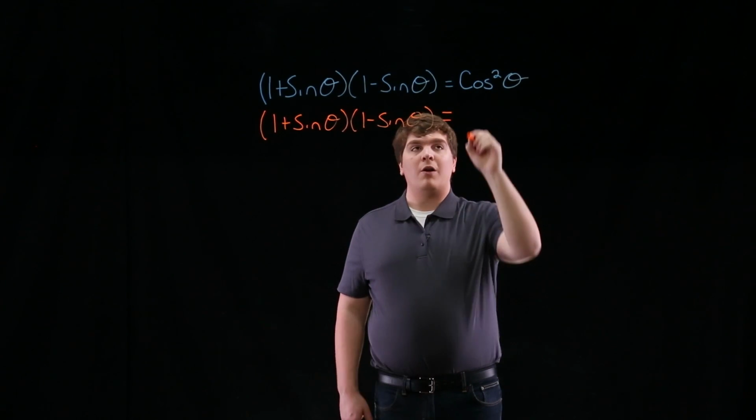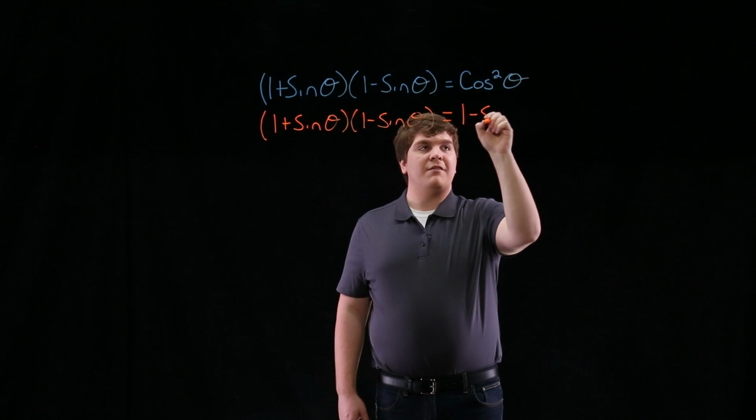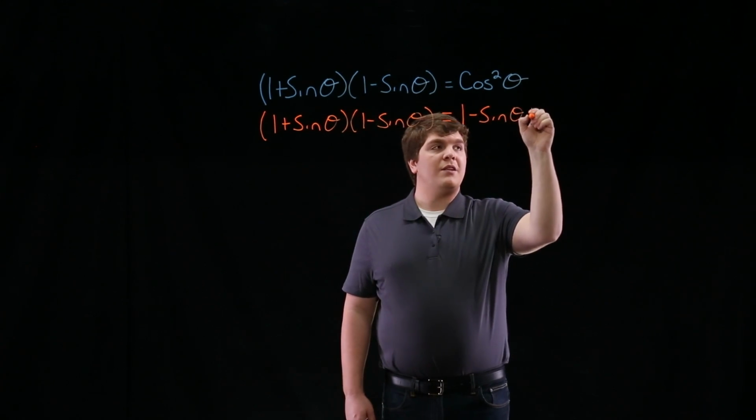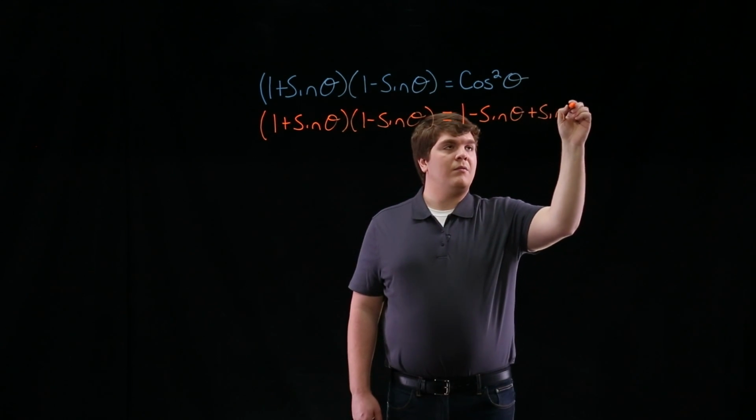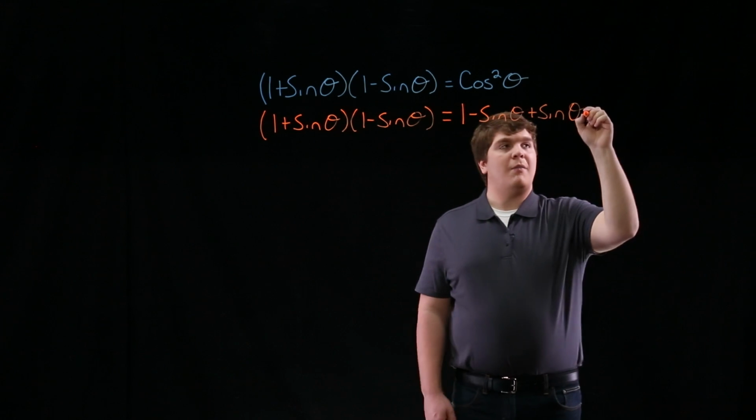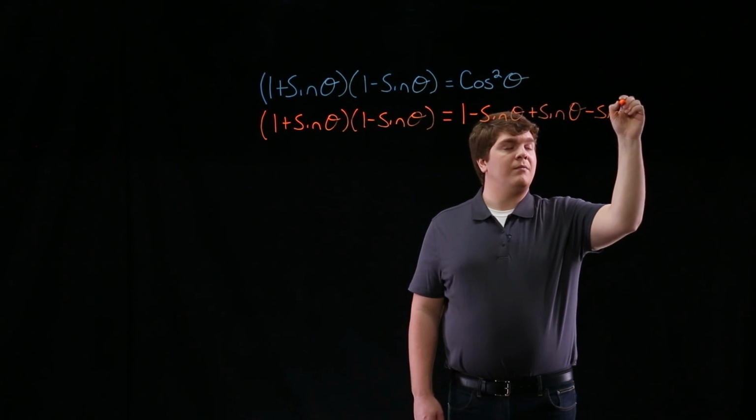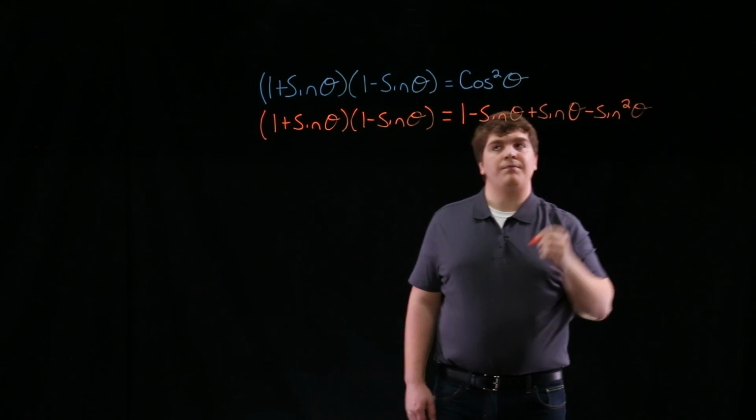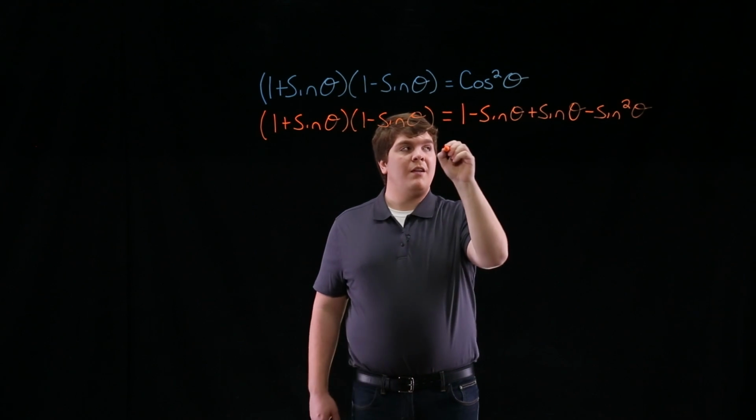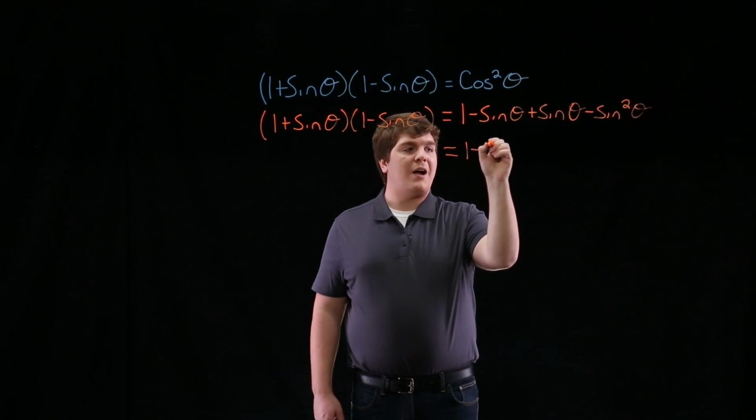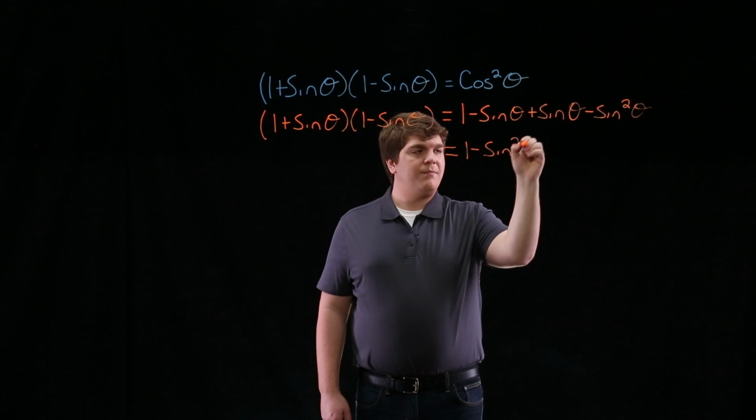And FOILing leaves us with 1 minus sine of theta plus sine of theta minus sine squared of theta. Now simplifying, this is equal to 1 minus sine squared of theta.